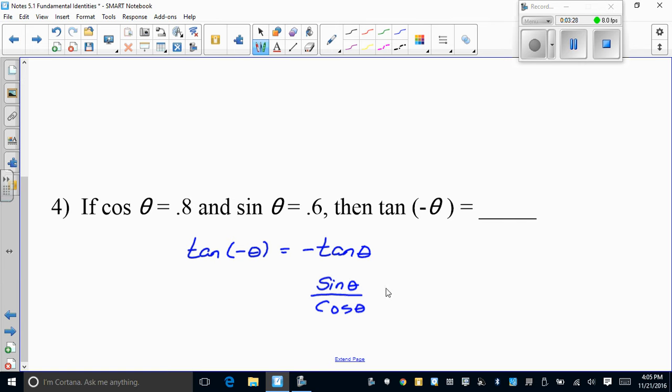And they gave us those values. Cosine is 0.8 and sine is 0.6. You can throw this in the calculator or you can just quickly reduce. This is going to be the same as 6 over 8, and the reduced value of it would be 3 over 4. Now keep in mind though, we're looking for tangent of negative theta, which is the same as negative tangent of theta, and tangent is 3/4. So our answer in the end would be negative 3/4.